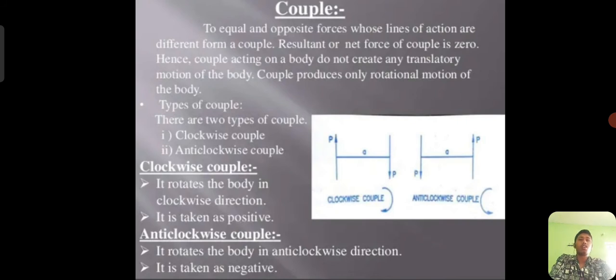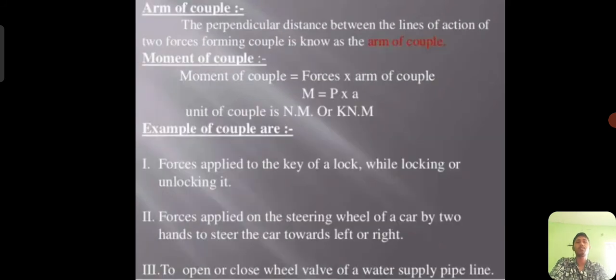Couple. Two equal and opposite forces whose lines of action are different form a couple. The resulting or net force of a couple is zero. Hence, a couple acting on a body does not create any translatory motion of the body. A couple produces only rotational motion of the body. There are two types of couples: clockwise couples and anti-clockwise couples. A clockwise couple rotates the body in the clockwise direction and is positive. An anti-clockwise couple rotates the body in the anti-clockwise direction and is negative.